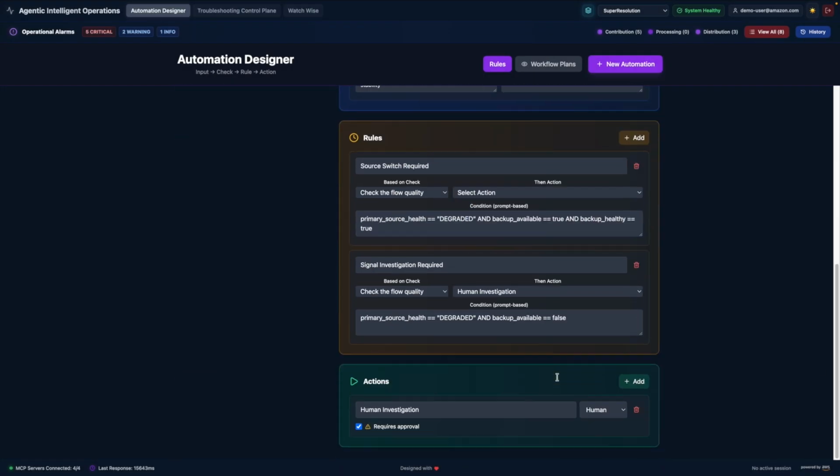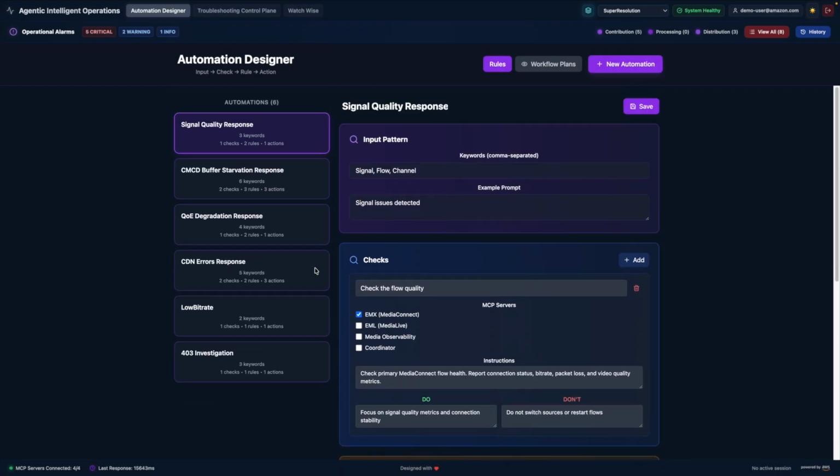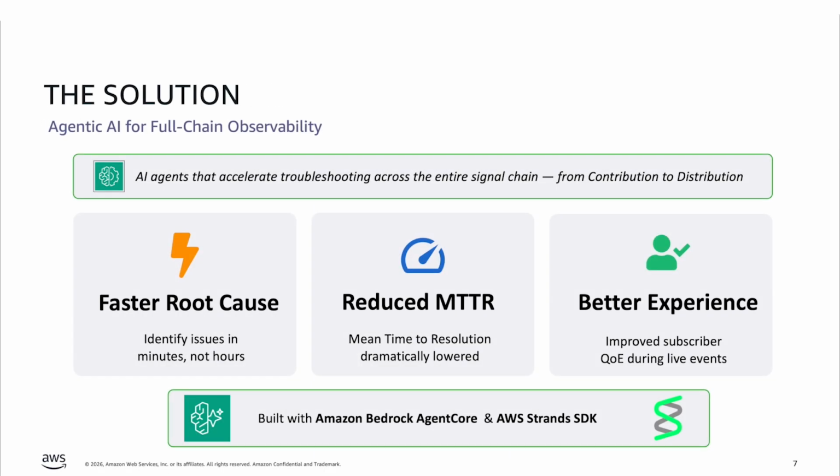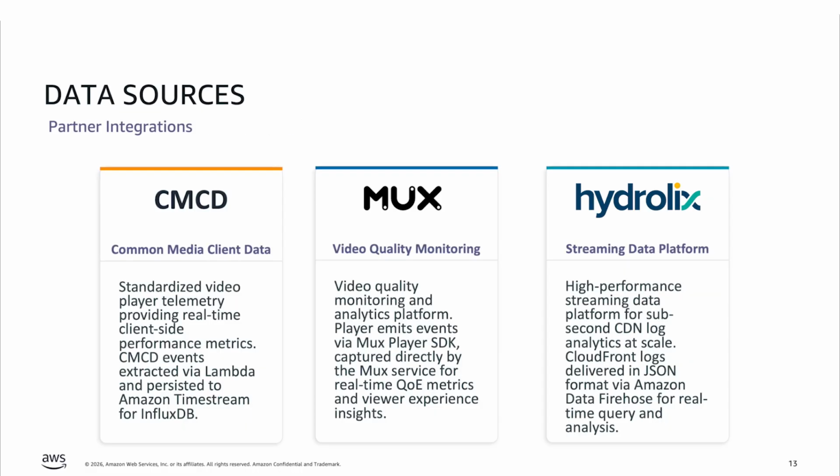AWS Step Functions orchestrates remediation with human approval gates. The AI plans, you approve. Agentic Intelligent Operations delivers faster root cause identification, full chain observability from contribution to distribution, and mean time to resolution measured in minutes, not hours. Built on Amazon Bedrock AgentCore, AWS Strands SDK, with partner integrations from Mux and Hydrolix.